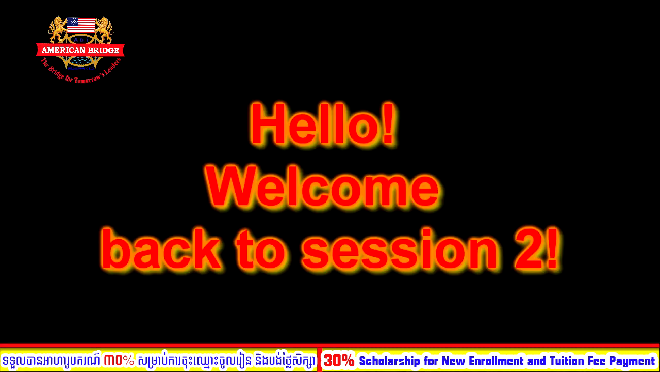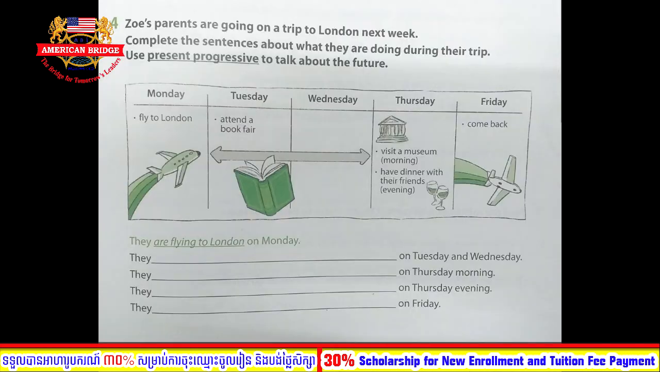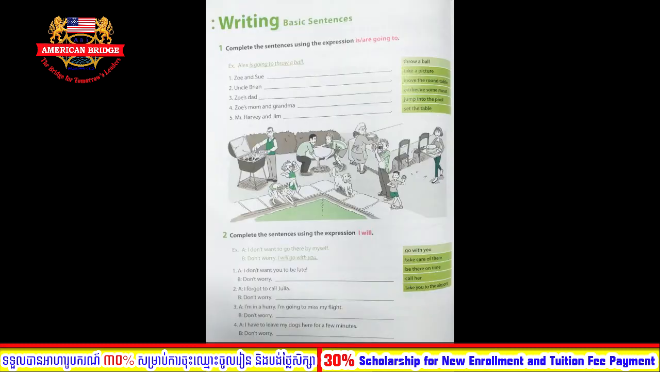All right. Hello and welcome back to session 2. Now for session 2, this morning, we're going to do something quick and easy in our Writing Bright 1 on page 51. But before we do the Writing Bright 1 page 51 exercises, let's do a quick review of what we've done so far in our Writing Bright 1 this week, right? Do you remember what we've done in Writing Bright 1 this week so far? That's right. So this week we've been doing writing basic sentences.